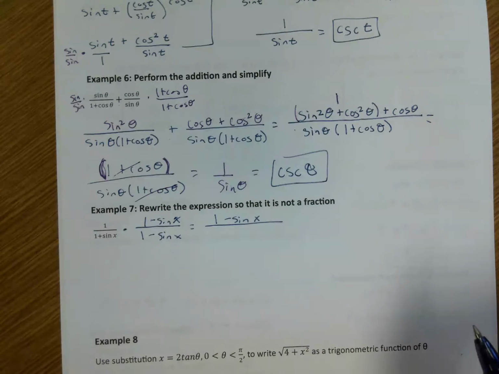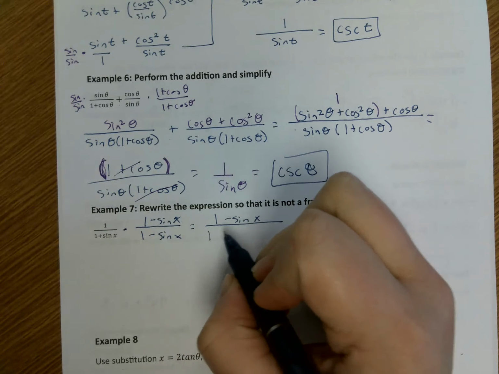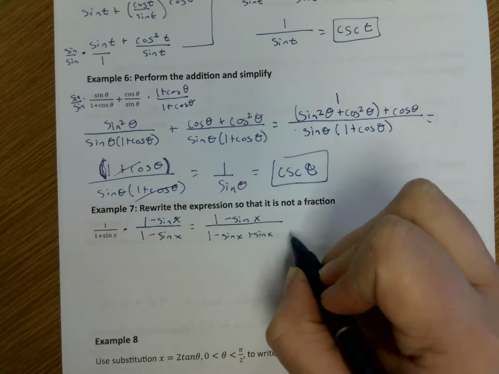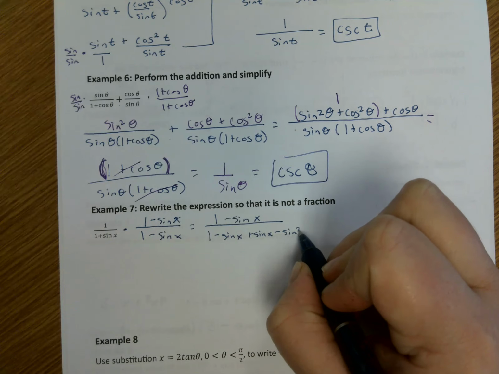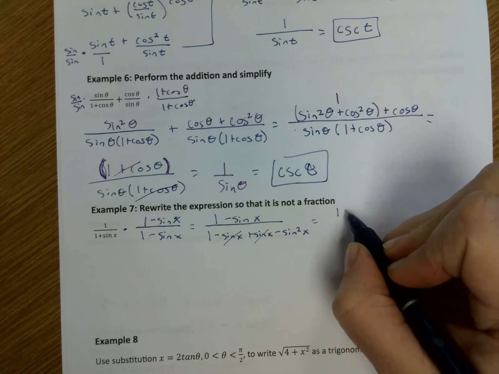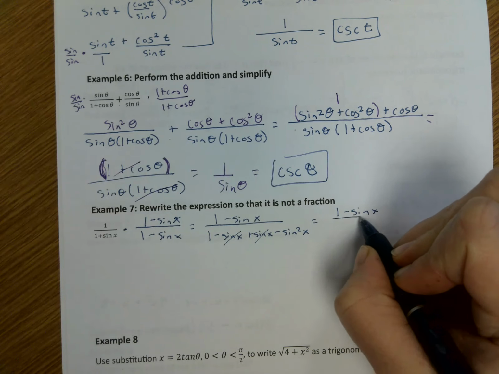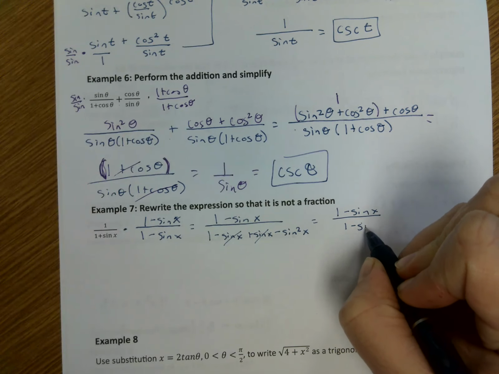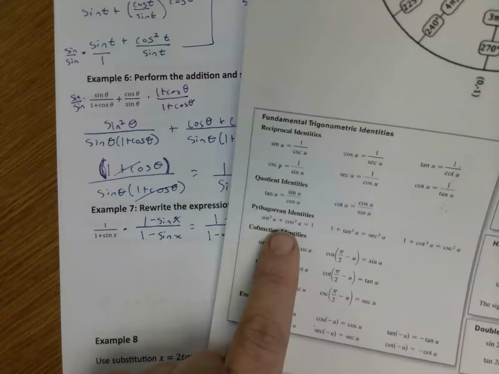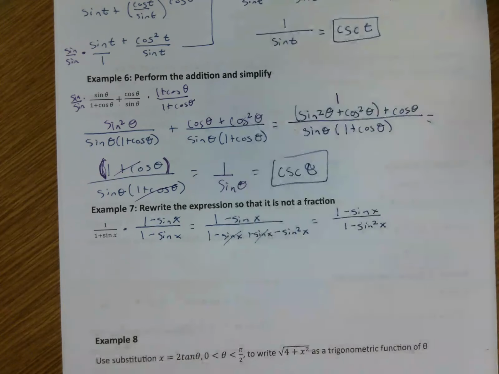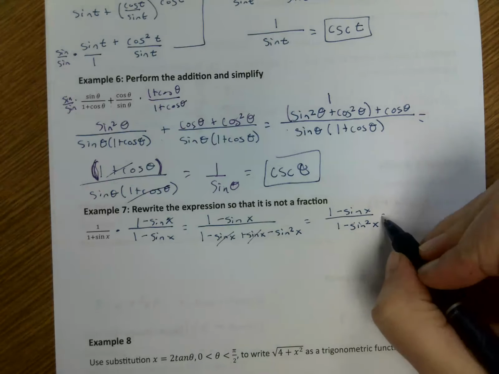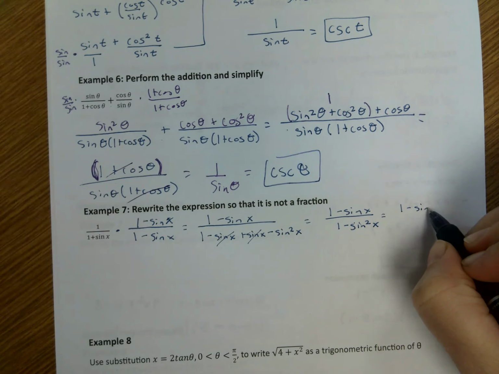So this is what I get. On bottom, I'd have 1, and then I would have minus sine x plus sine x, and I would have a minus sine squared x, which these two cancel out with your conjugate. So I have 1 minus sine x over 1 minus sine squared x. And again, that trig identity that we have right here, if I have 1 take away sine squared, that's going to be equal to our cosine squared. So I have 1 minus sine x.